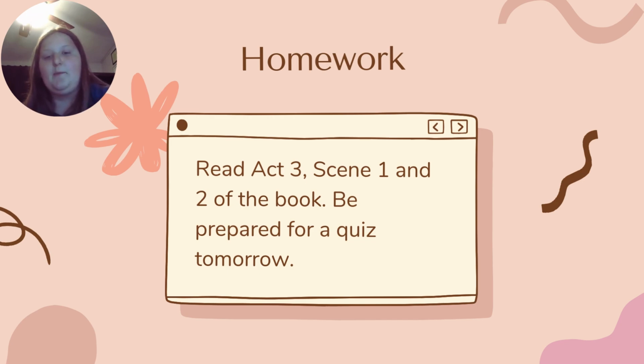For tonight's homework, please read Act 3, Scene 1 and Scene 2. Be prepared for your quiz tomorrow.